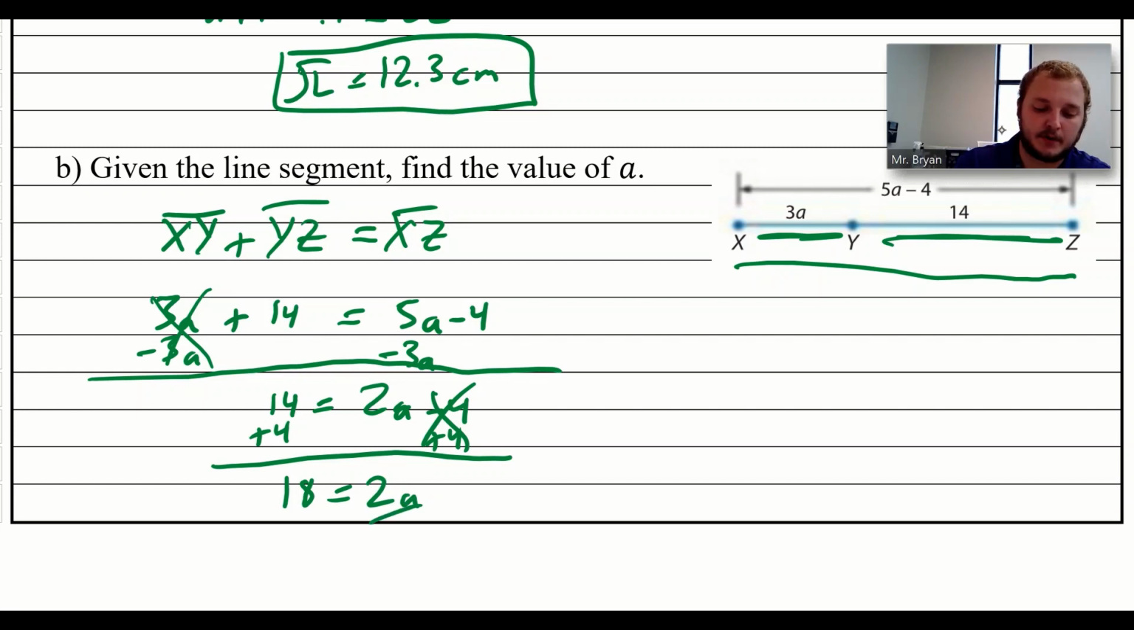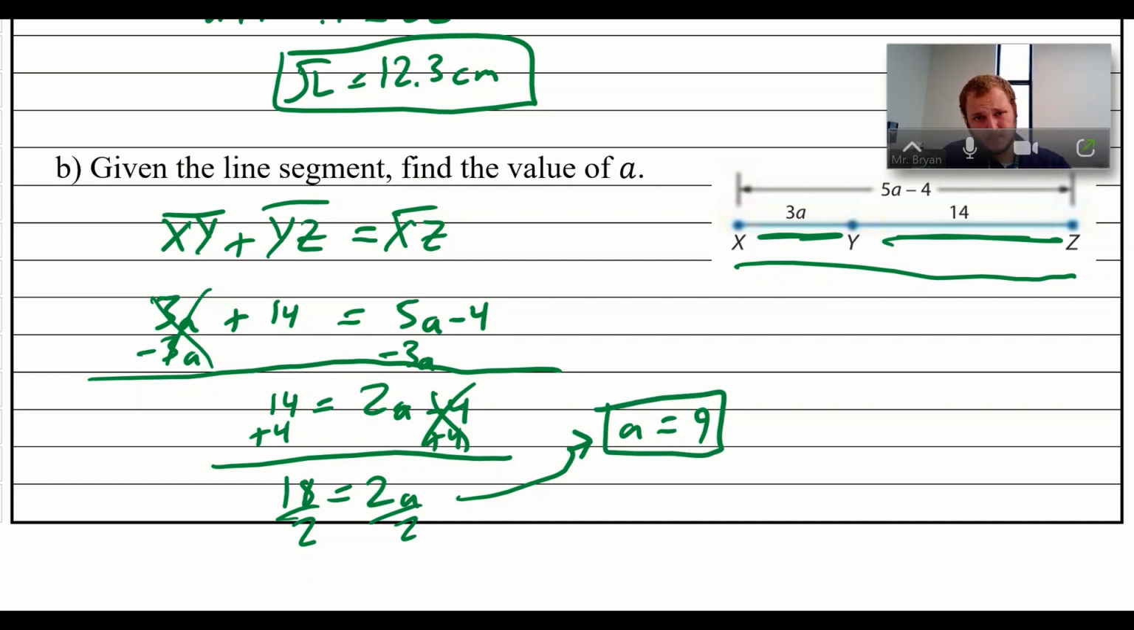And then last step here, just divide by that number in front of the variable. Divide by 2. So I'm going to bring my answer over here. In this case, I have A equals 18 divided by 2, which is going to be 9. And I can circle that here. Sometimes in our geometry problems, we'll have to plug this back in. In this case, I double check. It said just find the value of A. I found that, so we're good.